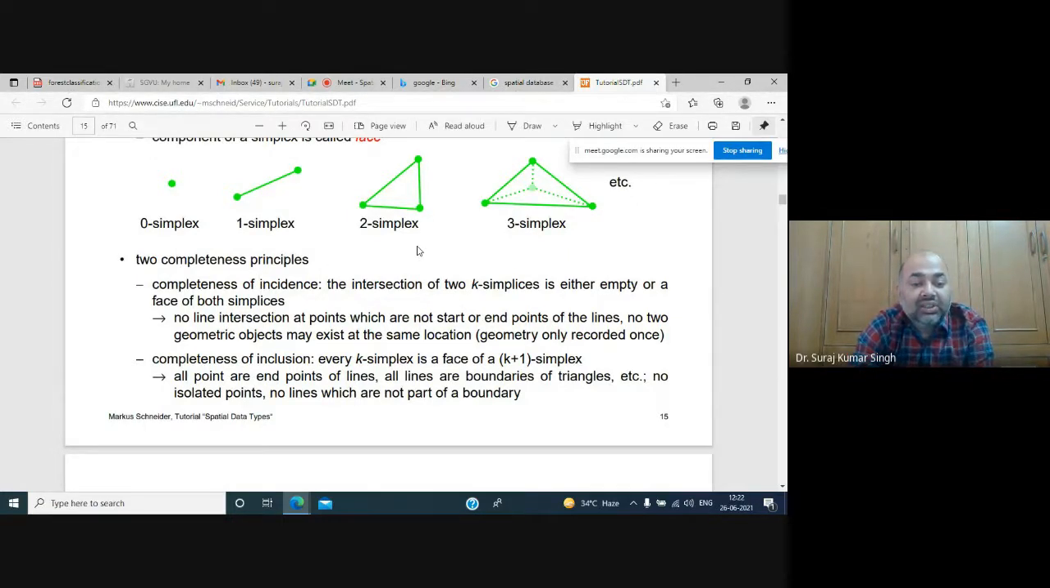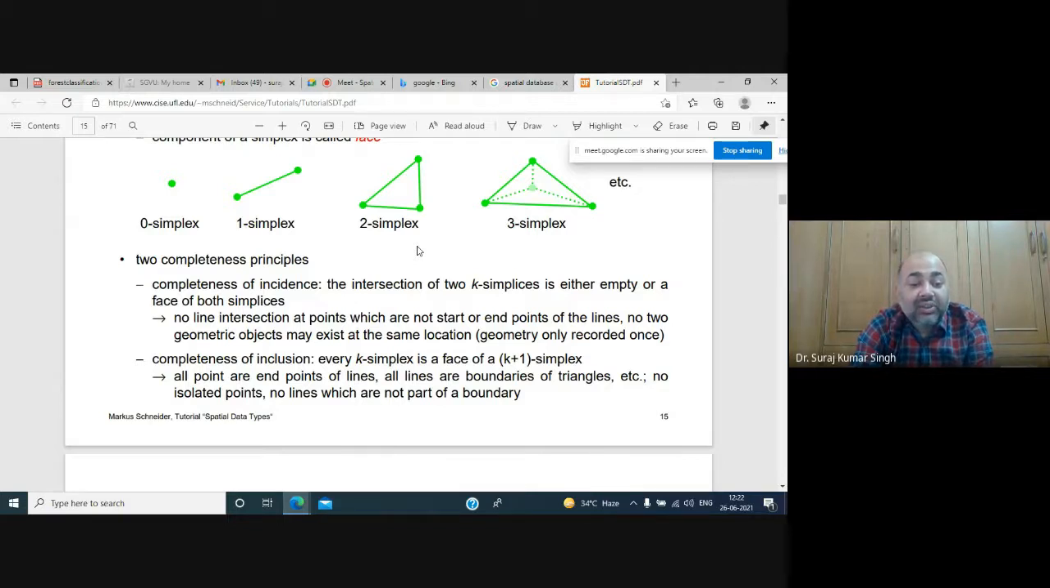One is completeness of incidence, which says that the intersection of two k-simplices is either empty or a face of both. It simply says no line intersection at a point which is not the start or end point of a line. No two geometries may exist at the same location.